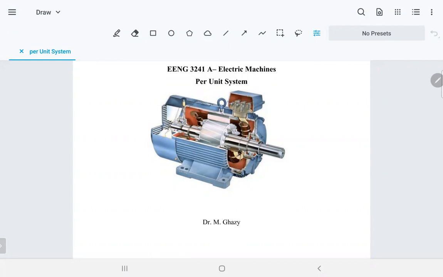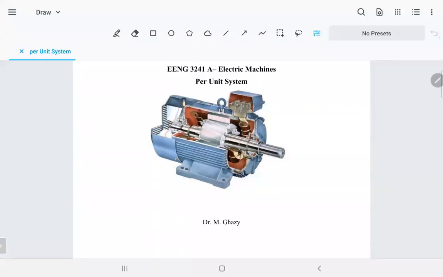unit system in power system. But this one was included in the chapter of transformer, at the end of the chapter of transformer. So that's a good chance, I mean, you have it if you're going to study power system, because that's a very important technique when you analyze any circuit or any system, single phase or three phase.